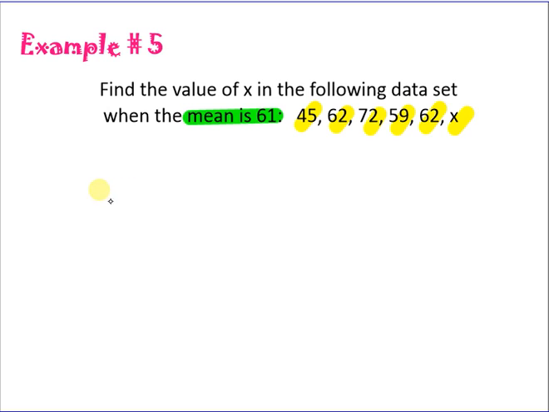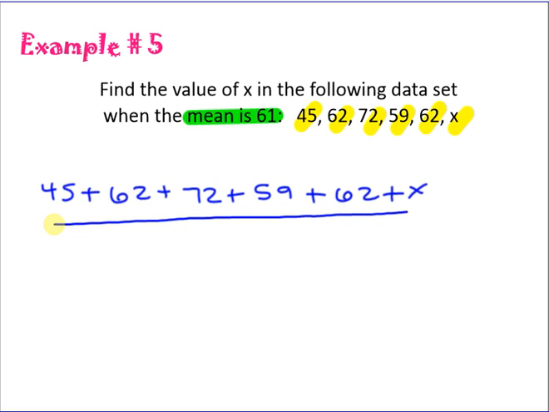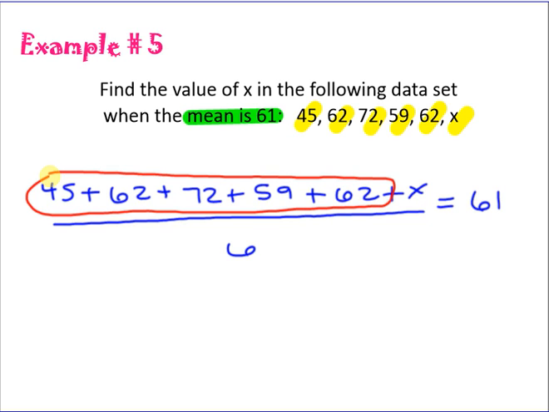So let's go ahead and add up all of our given numbers. So we have 45 plus 62 plus 72 plus 59 plus 62, and we always add in our x. We're going to divide by the total number of terms, 1, 2, 3, 4, 5, 6, and we're going to set it equal to the given mean. Now, we're going to go ahead and simplify our numerator. So we're going to add up those numbers there. So we have 45 plus 62 plus 72 plus 59 plus 62, and that's going to be 300 plus x, still divided by 6, equals 61.